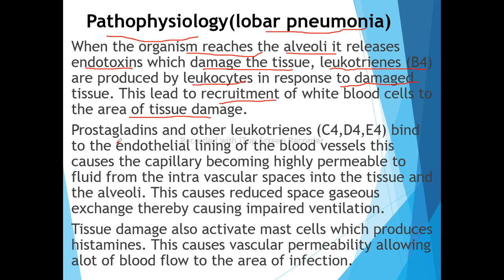Then apart from that, we also have the prostaglandins and other leukotrienes. I said we have different types of leukotrienes. We have leukotriene C4, D4 and E4. These are mediators of inflammation. These leukotrienes will bind to the endothelium of the blood vessels. Once they bind, there will be increased capillary permeability, meaning the capillaries will become highly permeable.